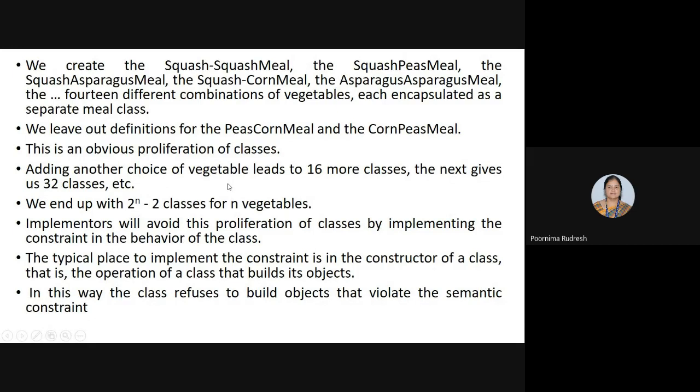See here, n vegetables are given. Okay. And for these n vegetables, in the proliferation of classes problem, we are going to create 2^n minus 2 classes. Why is it 2^n minus 2 classes for n vegetables? So obviously for n vegetables, it should be 2^n different combinations of classes, right? But here we are considering 2^n minus 2. Why is it 2^n minus 2?